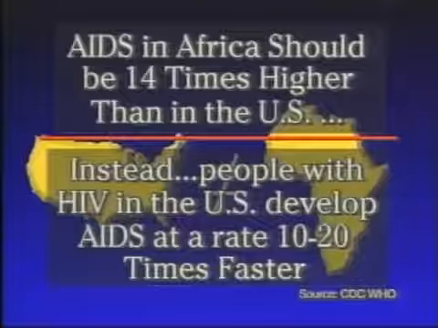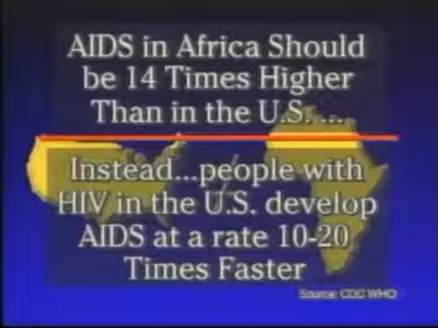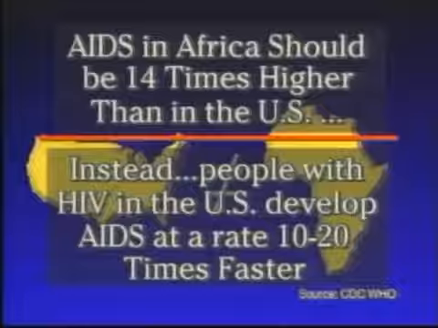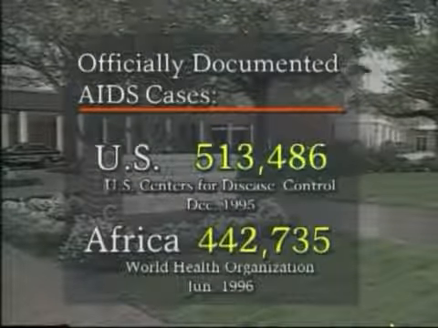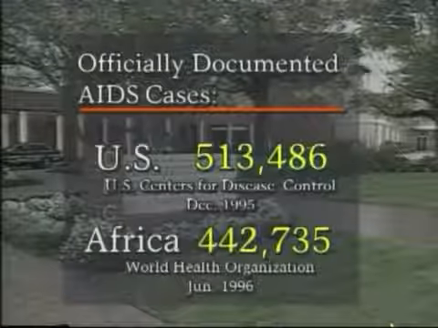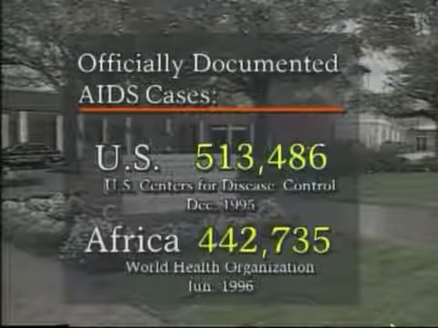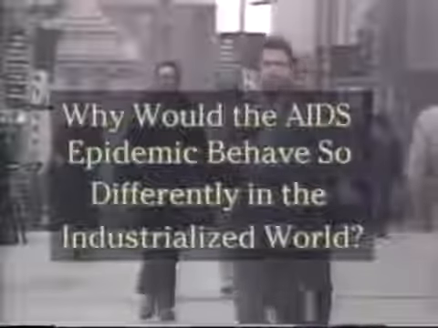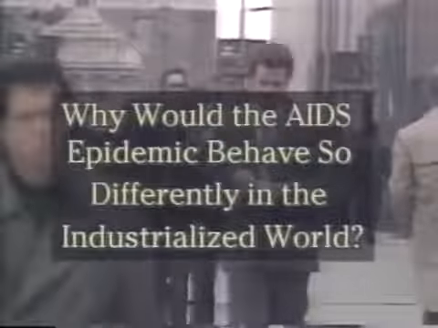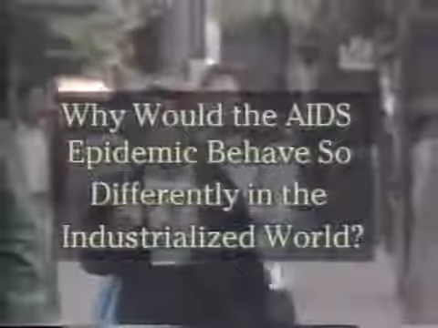People infected with HIV in the U.S. develop AIDS at a rate 10 to 20 times faster than Africans. Figures from the CDC and the World Health Organization have confirmed this since 1987 through 1995. So the question is, why would the AIDS epidemic behave so differently in the industrialized world? One good explanation is that HIV does not cause AIDS, and the real causes are hard psychoactive drugs used primarily in the U.S. and Europe.